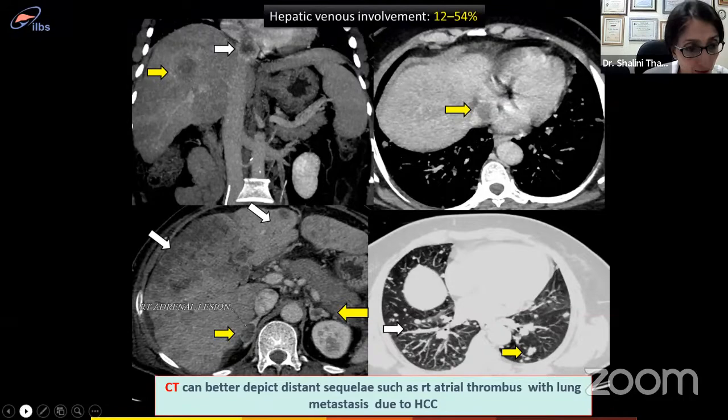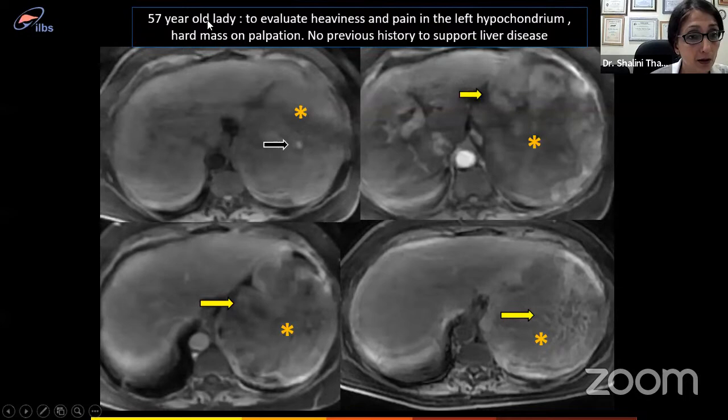Now, a very intriguing case, a 57-year-old lady, she just complained of heaviness and pain. She had no previous liver disease, came to us for an MRI as a study, and this was literally an incidental finding. I see here a large mass lesion in the left upper quadrant, and it is compressing the stomach. We have given some oral contrast to see, and the stomach was compressed. All I see here is a large mass lesion in the left upper quadrant.